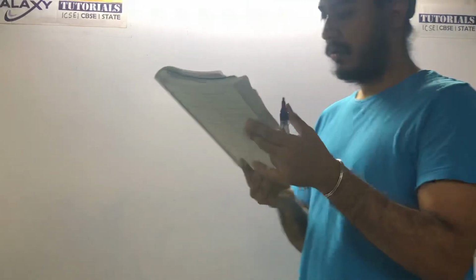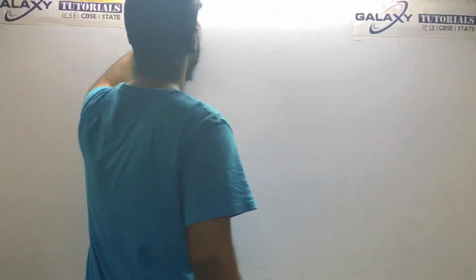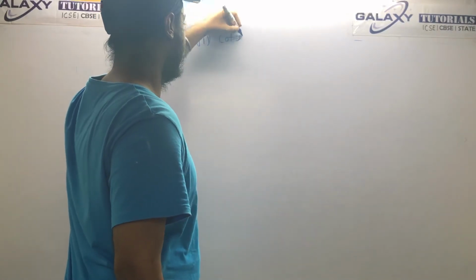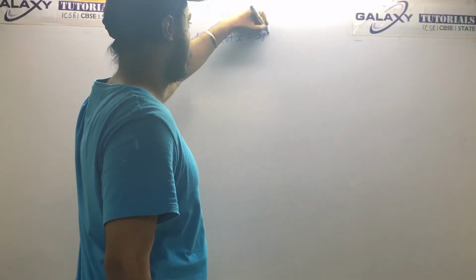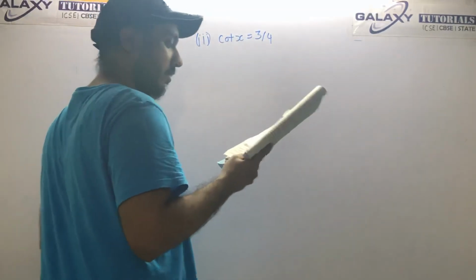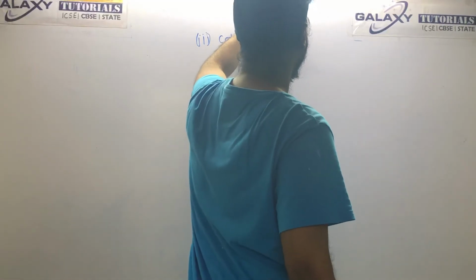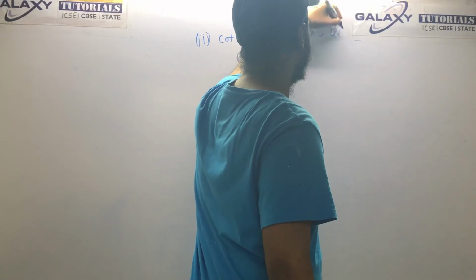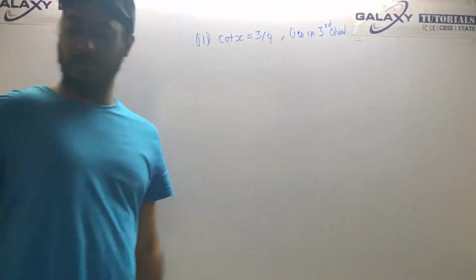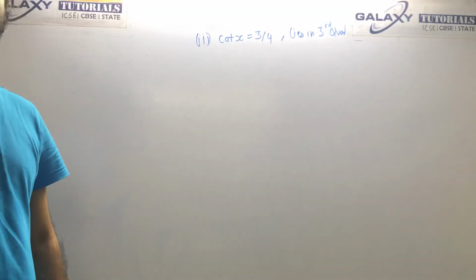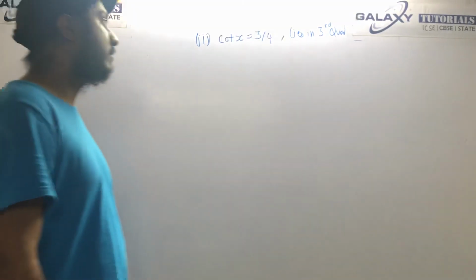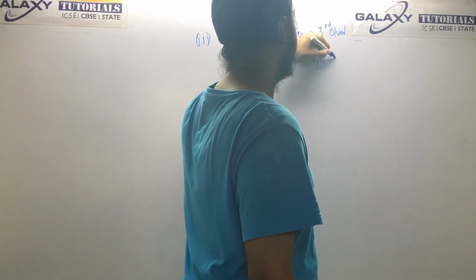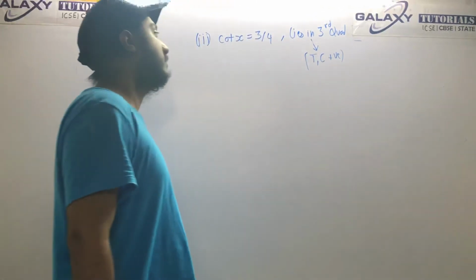Next part, third part. Cot x is equal to 3 by 4. The next thing that is given to us is that x lies in the third quadrant. What we have to do in the question is the same: we have to find out values of all the other trigonometric functions. So in the third quadrant, what is positive? Tan and cot are positive. So cot x is 3 by 4.